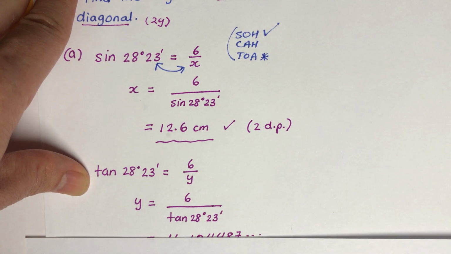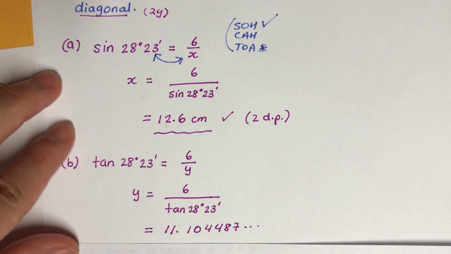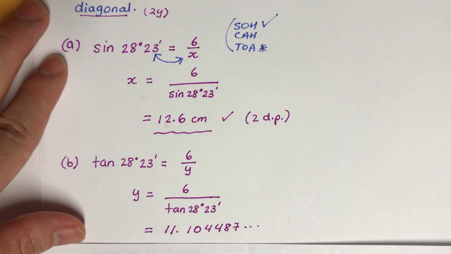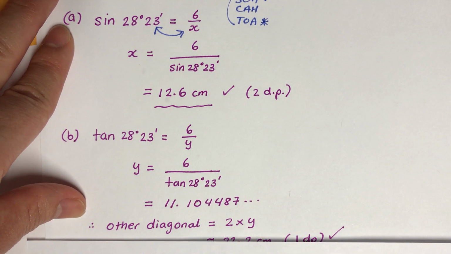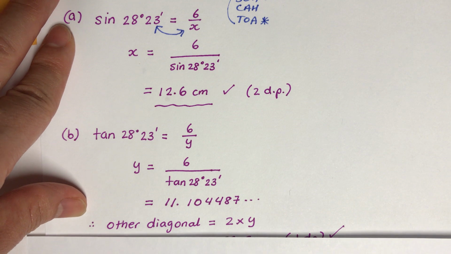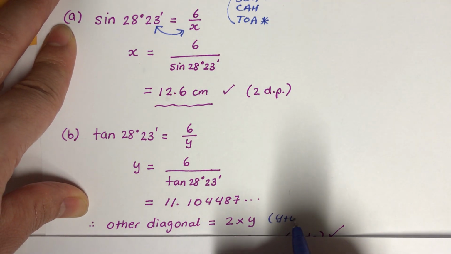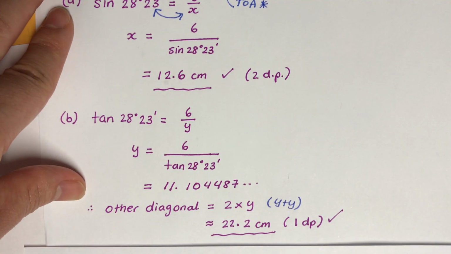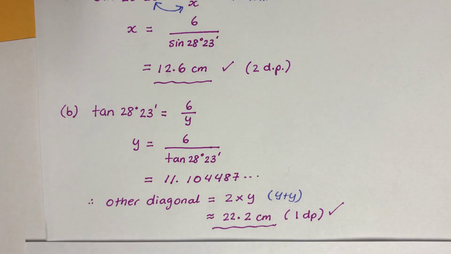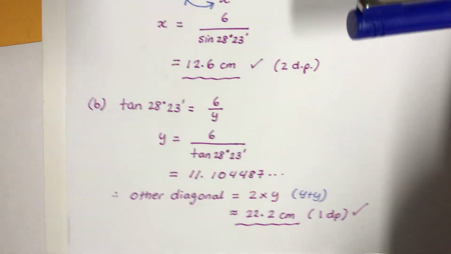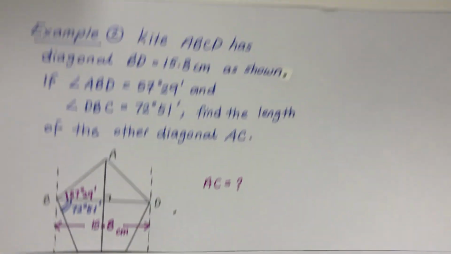Okay, and if we do the calculation, you'll get 11.104487 dot dot dot, but the other diagonal is 2 times y, or y plus y if you want. It's a double, so the answer should be 22.2. Okay, so that was the first example. Let's have a look at the second example.